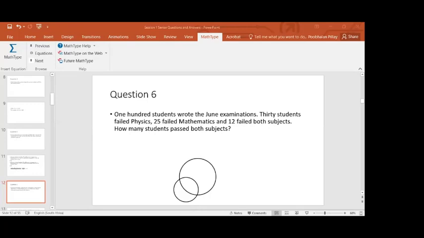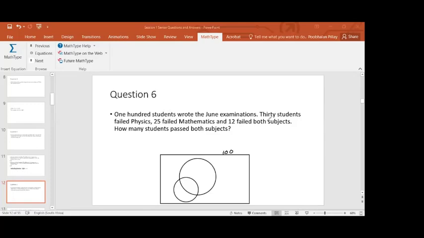All right. Now, altogether, there are 100 students. So we can put these students all sitting inside another bigger box. And this bigger box is the population of the school. So there are 100 students altogether in the school. So this box here, 100 wrote the June exams. So this box has got 100 people altogether in it.